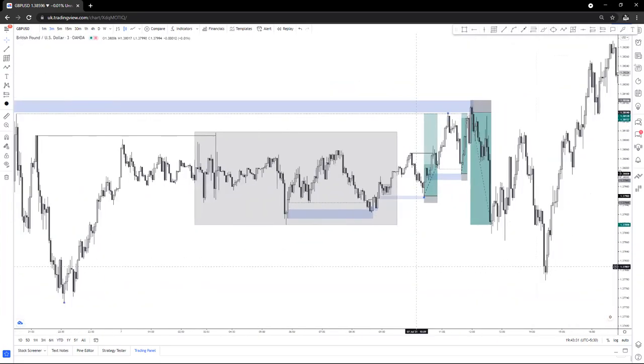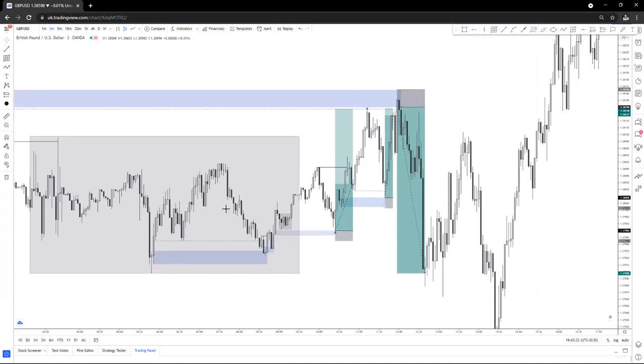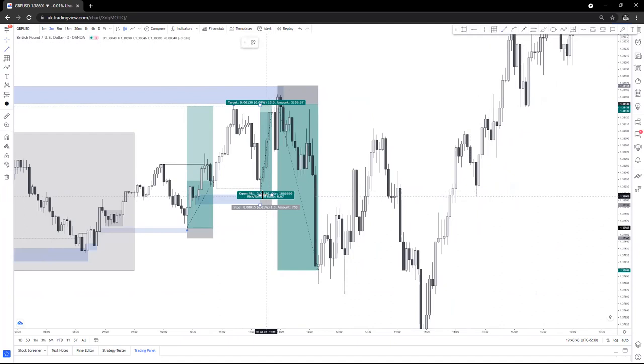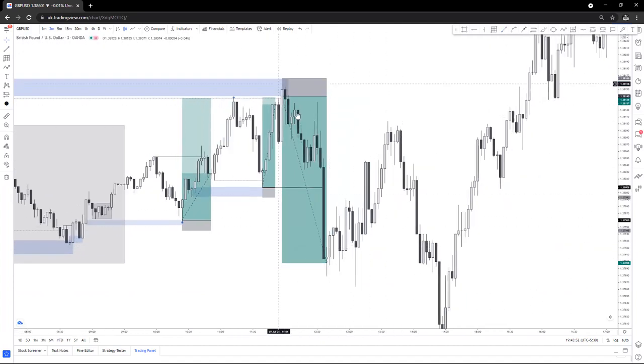On the 1 minute, imagine this is the 1 minute chart. Price went higher highs, higher lows, higher highs, higher lows, higher highs, and then it broke structure right here. Right here it broke structure. And then price came back down like this.